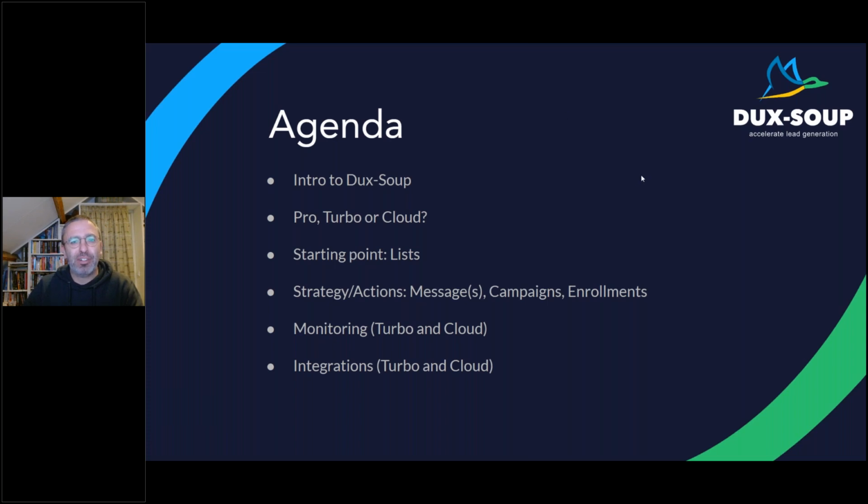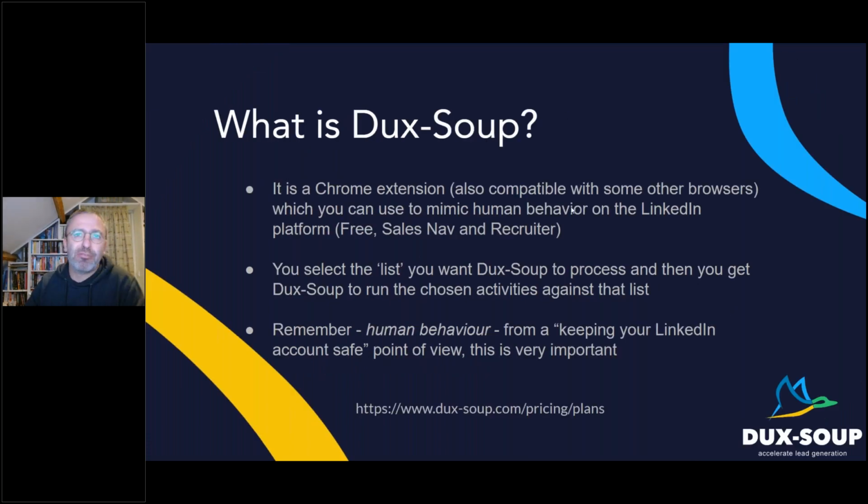So without further ado, there we go. What is Dux Soup? Dux Soup is a Chrome extension which helps you to automate your lead generation activities in LinkedIn, and it works by mimicking human behavior on the platform and gives you the possibility to harness the power of LinkedIn by automating such actions as auto-visiting profiles, sending connection requests, sending emails, or even endorsing skills. You select the list of prospects you want, and then you get Dux Soup to run your chosen activities against that, and that's across all of the 3 products. There are 3 different paid versions now: Pro, Turbo, and Cloud. So that's what Dux Soup is.